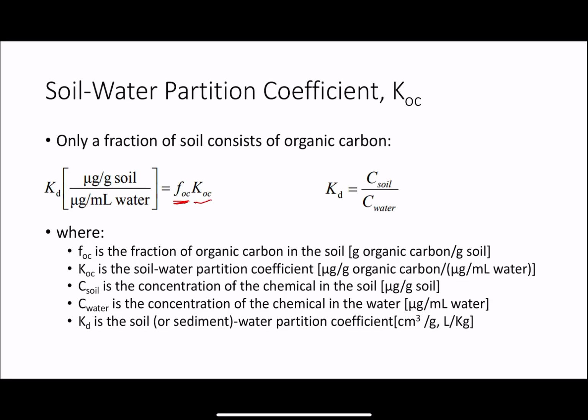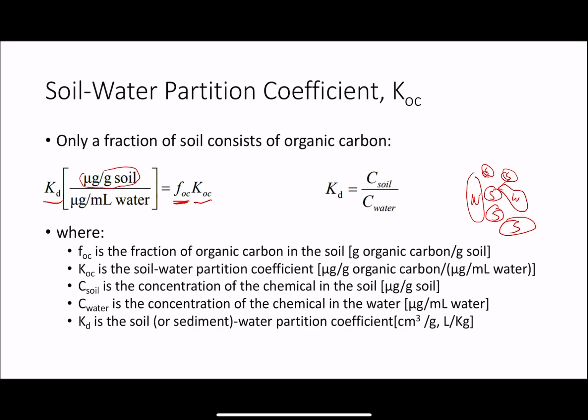FOC times KOC is equal to KD. And now, this KD is used a lot to see the partition between soil and water, okay? So KD is microgram per gram in soil. So let's say if you have sand and you have water, this is water and this is sand, and another sand, another water here. I'm talking about the pores of the water around the sand particle.